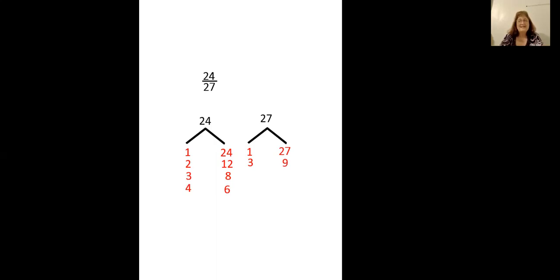Now, what is the highest number that they have in common? The number 3. So we're going to go up to the top, and we are going to divide the 24 by 3, and we get 8. We'll divide 27 by 3, and we get 9. So 8 over 9 is our answer.